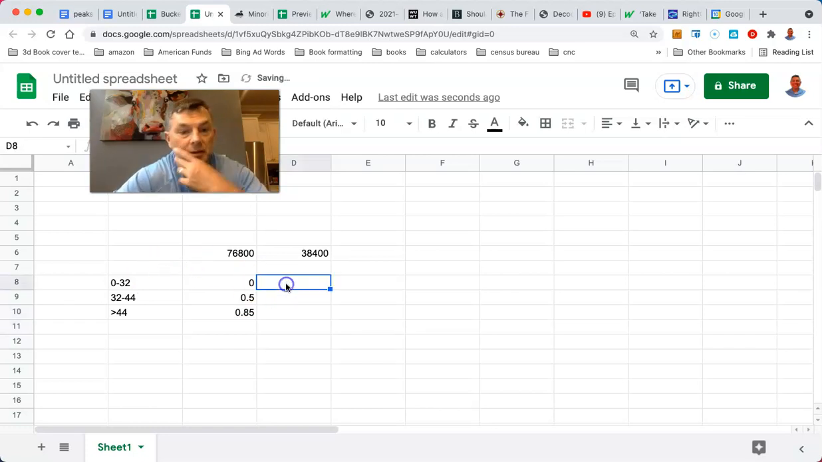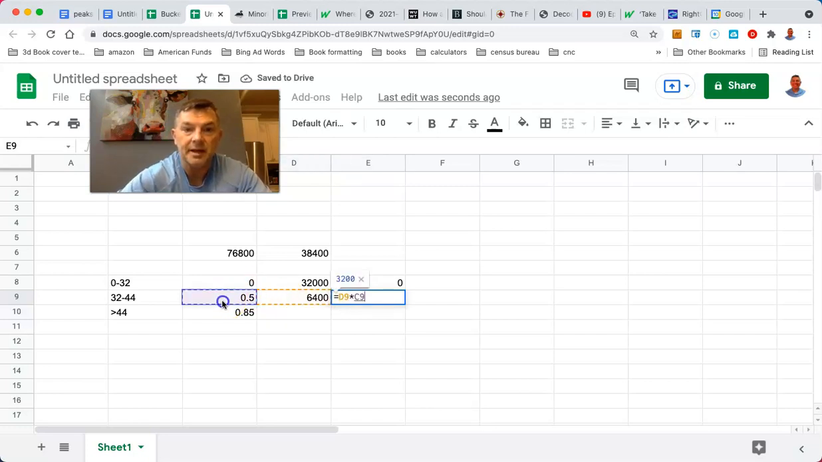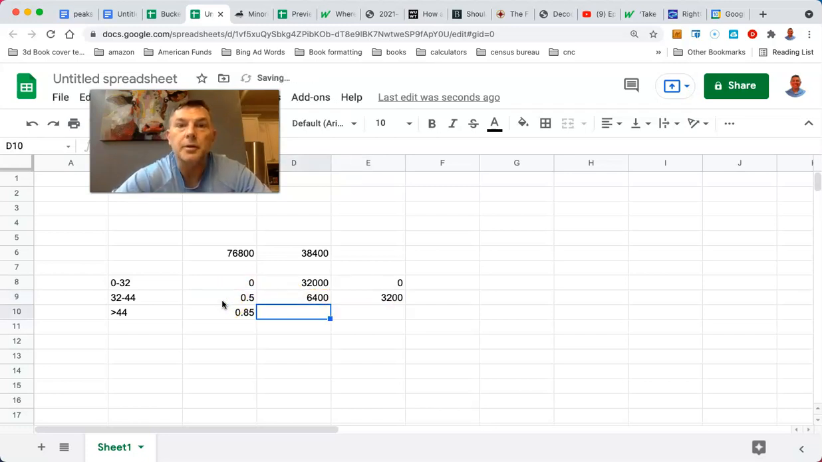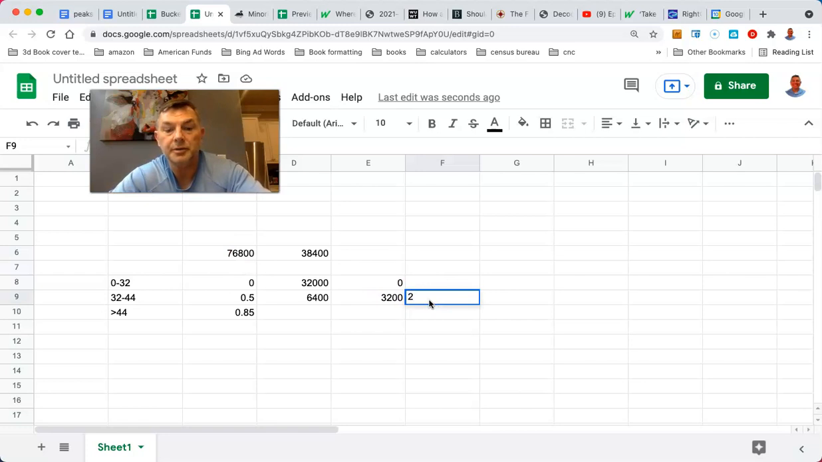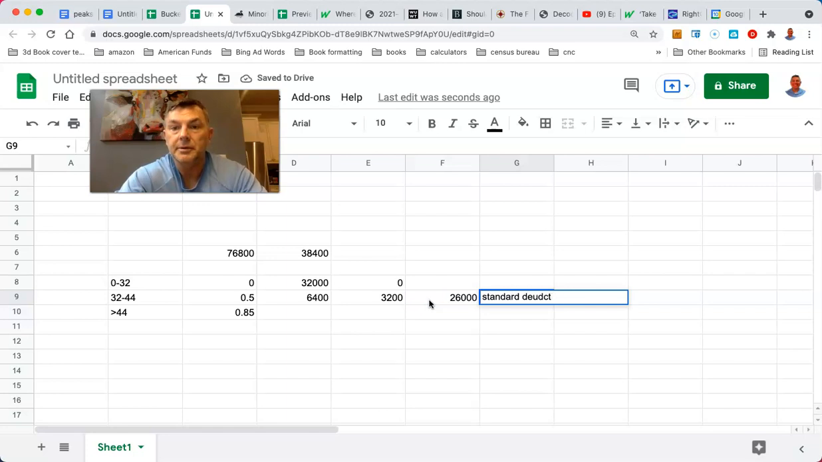All right, so in this case, we got 32,000. We got 12,000. No, we only have, because you take half, 6,400. So in this case, only $3,200 of our $76,000 of Social Security is subject to taxation. But our standard deduction is what? We'll just say $26,000. It's more than that, but I'm just using that for example. So that means we have no taxable income.